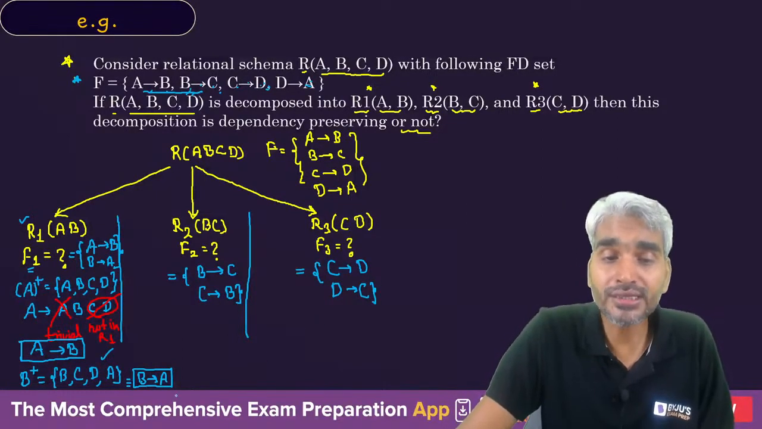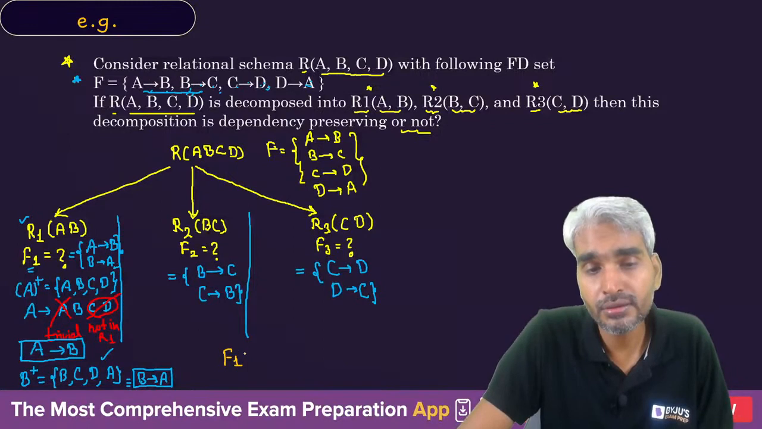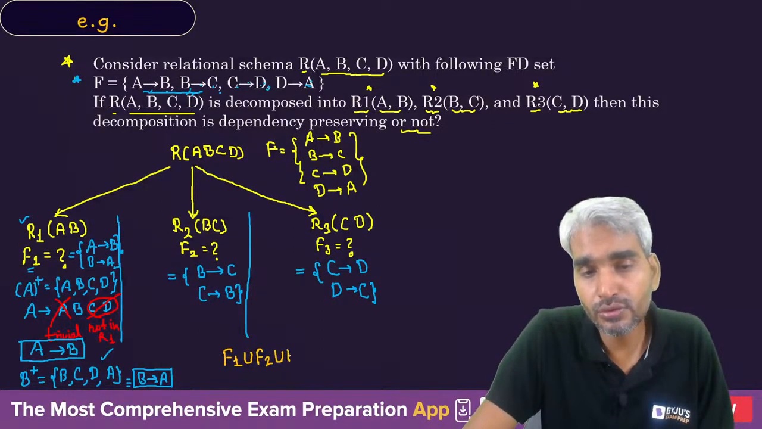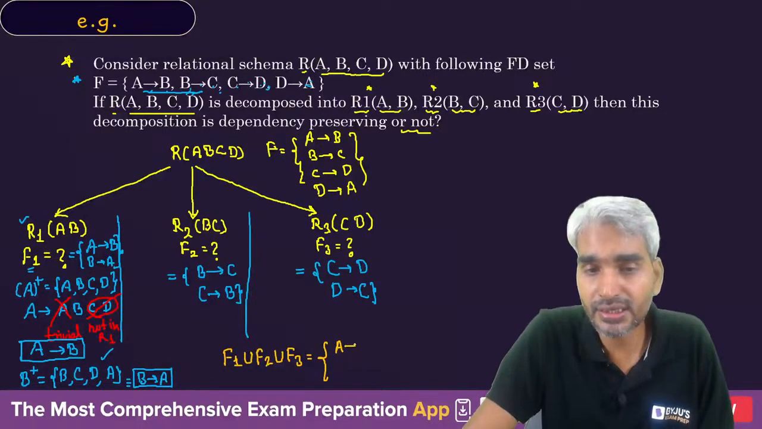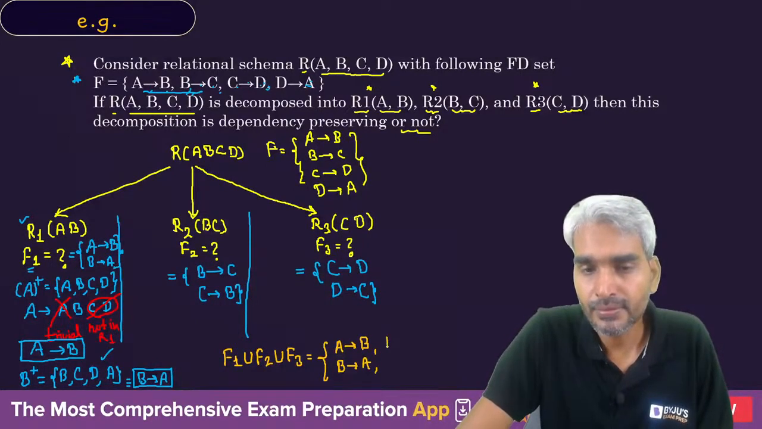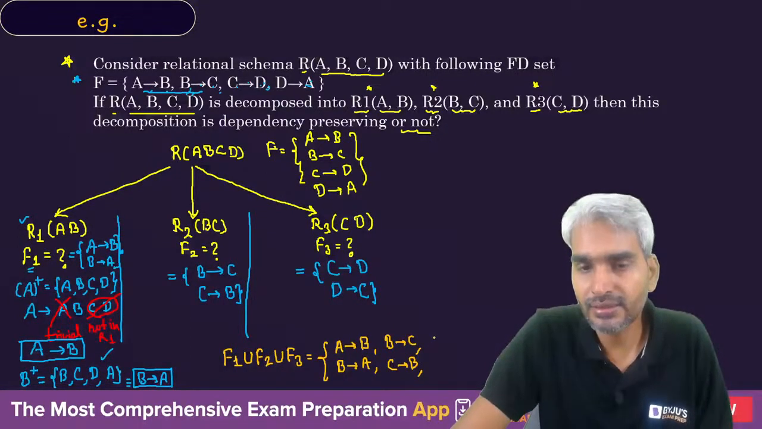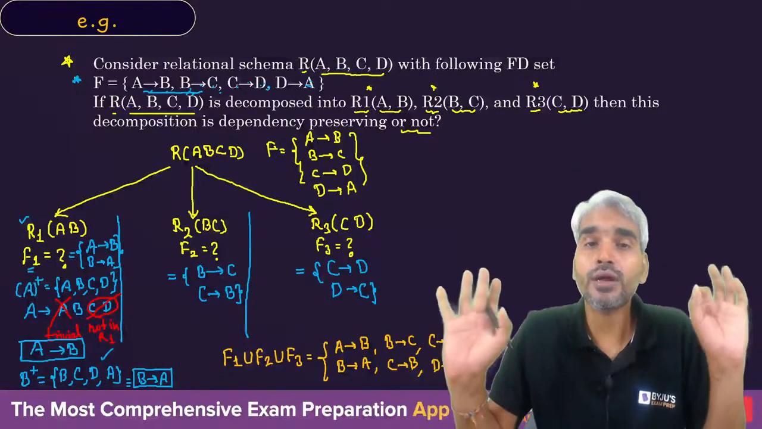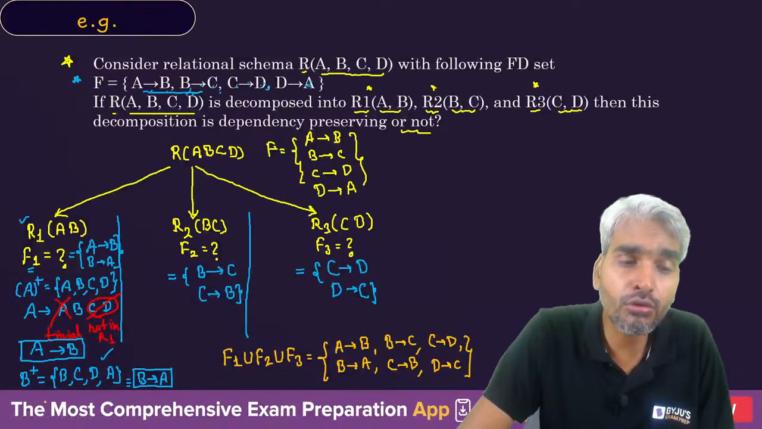Now tell me, what is F1 union F2 union F3? F1 union F2 union F3 is A implies B and B implies A. Similarly, B implies C and C implies B. Similarly, C implies D and D implies C. So this is the union of F1, F2 and F3. Now, to check whether it is dependency preserving or not, what you actually need to check.